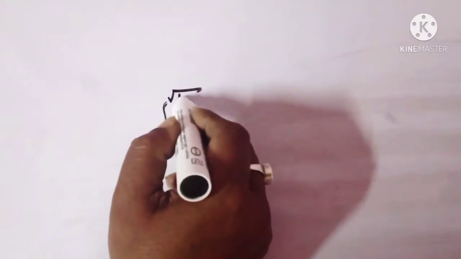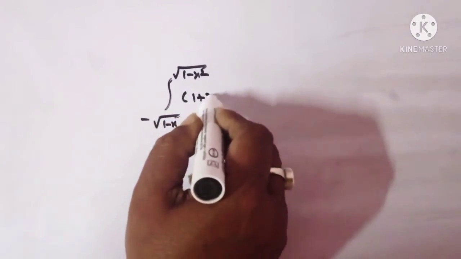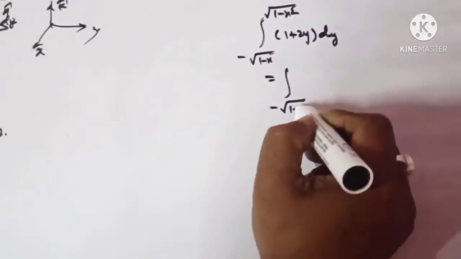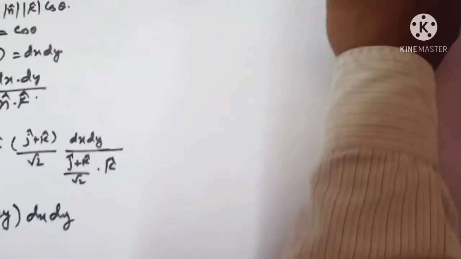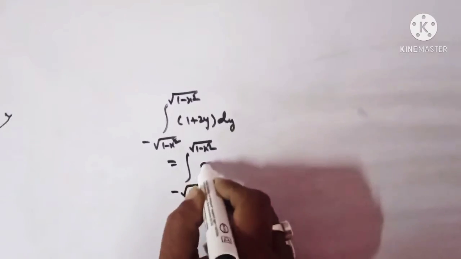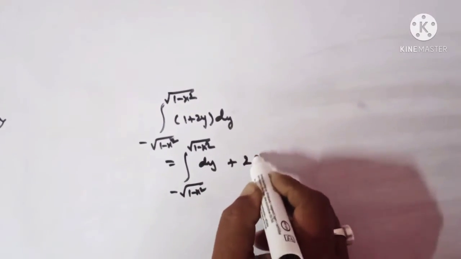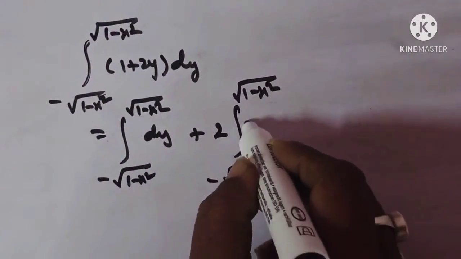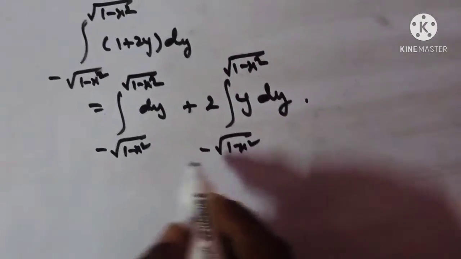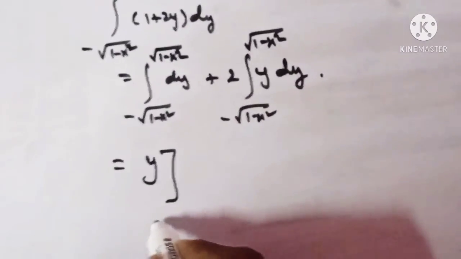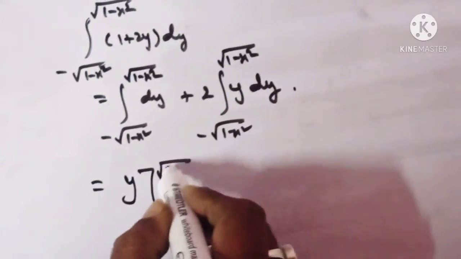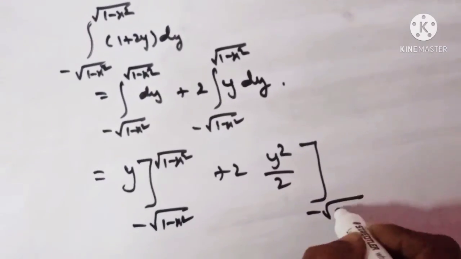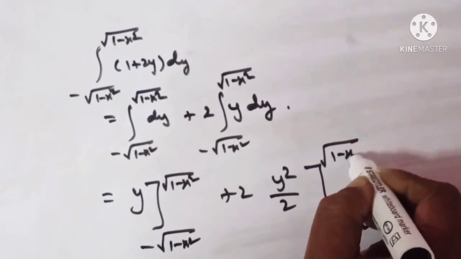x to root 1 minus x square, 1 plus 2y dy. So this will be equal to minus 1 minus x square, this is x square, root 1 minus x square dy, and again 2, this is minus root 1 minus x square to root 1 minus x square y dy. So here you find this is y, from minus root 1 minus x square to root 1 minus x square, and here this is 2 y square by 2, from minus root 1 minus x square to root 1 minus x square.